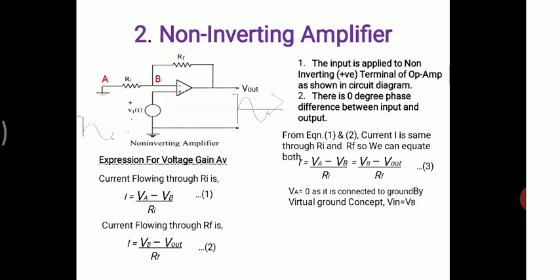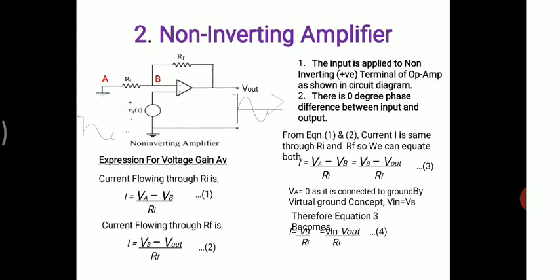So we can write, according to the virtual ground concept, phi in equals phi B. If we substitute phi in equals phi B in equation number 3, then equation 3 becomes I equals minus phi B divided by Ri. Why? Because phi A is 0. Point A is connected to ground, that is why phi A is 0. So I equals minus phi B divided by Ri, which equals, substituting phi in for phi B, phi in minus phi out divided by Rf.